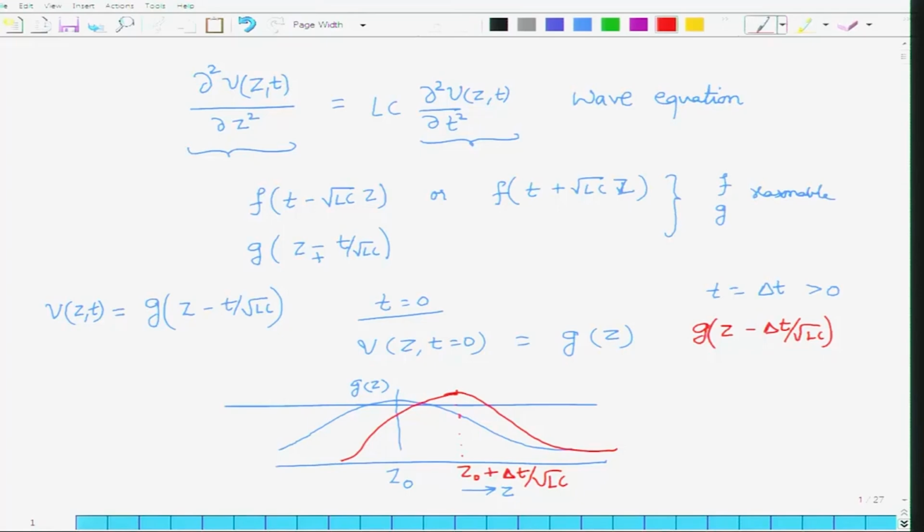So this is the shift with respect to delta z, or with respect to z axis, the amount of shift is delta z, that needs to happen such that the peak gets shifted by a certain amount, which is given by delta t by square root LC, right. And to which side is this shift happening?